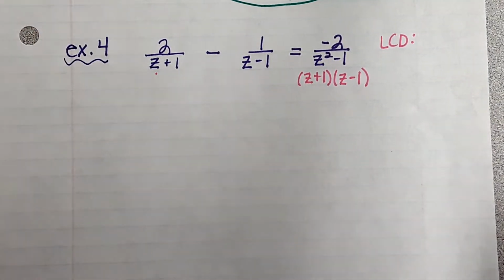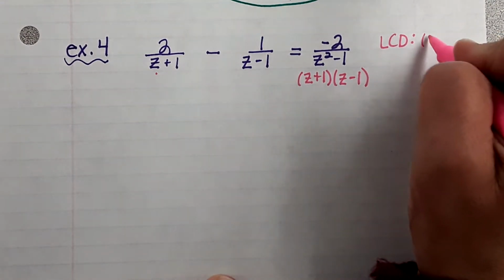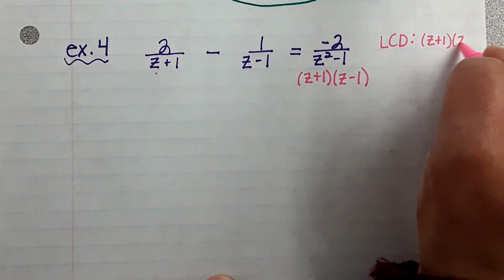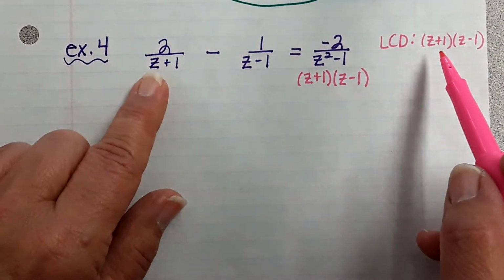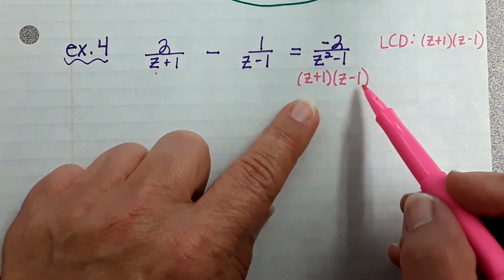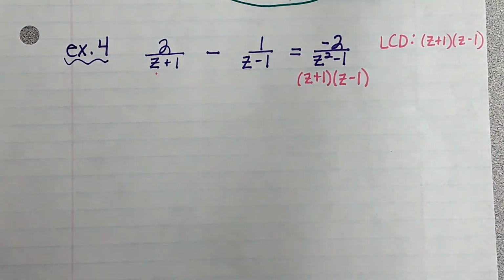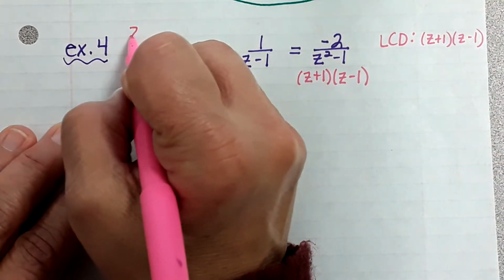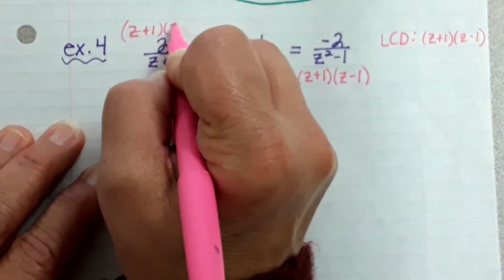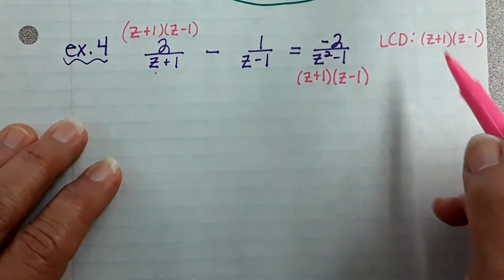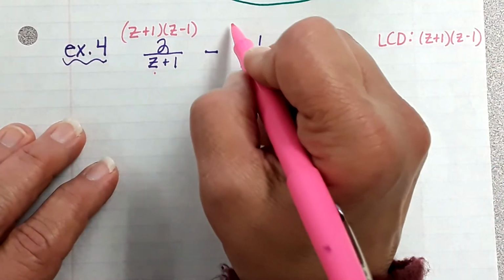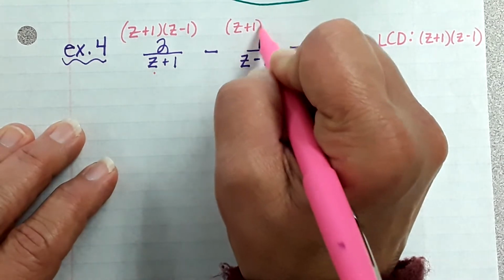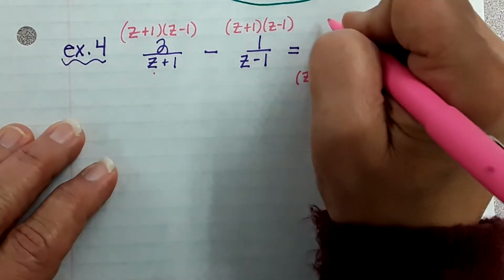Oh, what is our LCD? Z plus 1, z minus 1. So there's our z plus 1, there's our z minus 1, and it just happens that this has both of them. So now I'm going to multiply everything by z plus 1 times z minus 1. You guys, there are a lot of difference of squares, not a lot, but there are several difference of squares on your quiz that you took yesterday and that you are going to finish today.